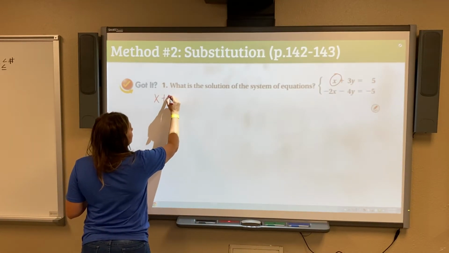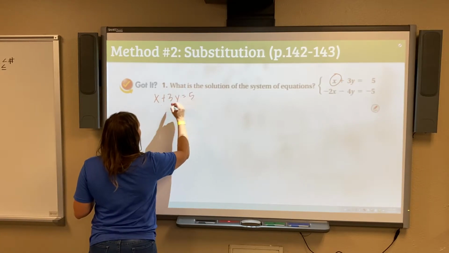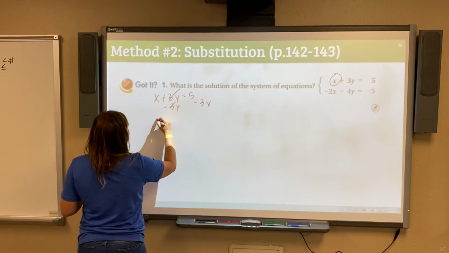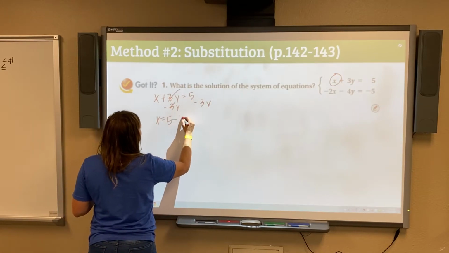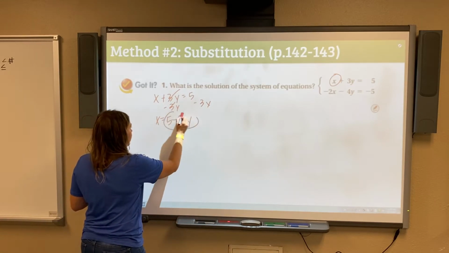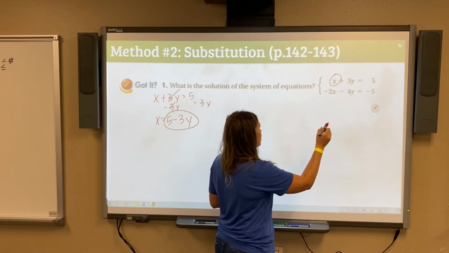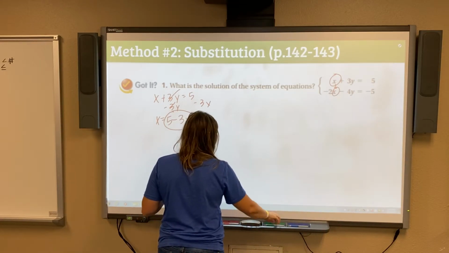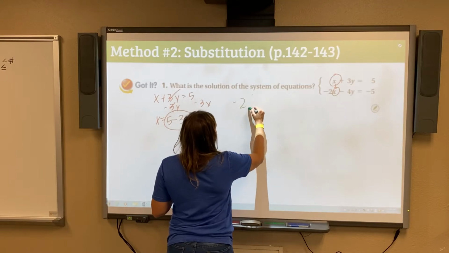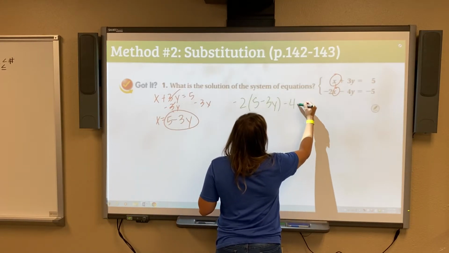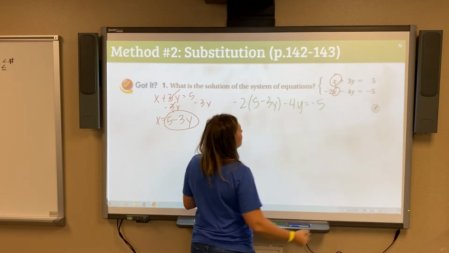So that x plus 3y is equal to 5. Subtract 3y from both sides. We get x equals 5 minus 3y. Cool. Now we need to take what x equals, and we're going to plug it into the x in the other equation, which is right there, right? We're going to plug it there. So we're going to say negative 2 times 5 minus 3y minus 4y is equal to negative 5.